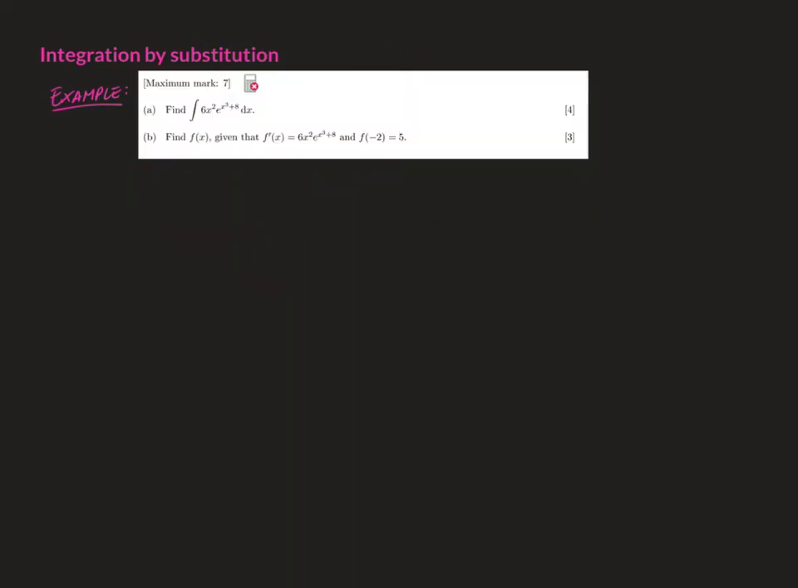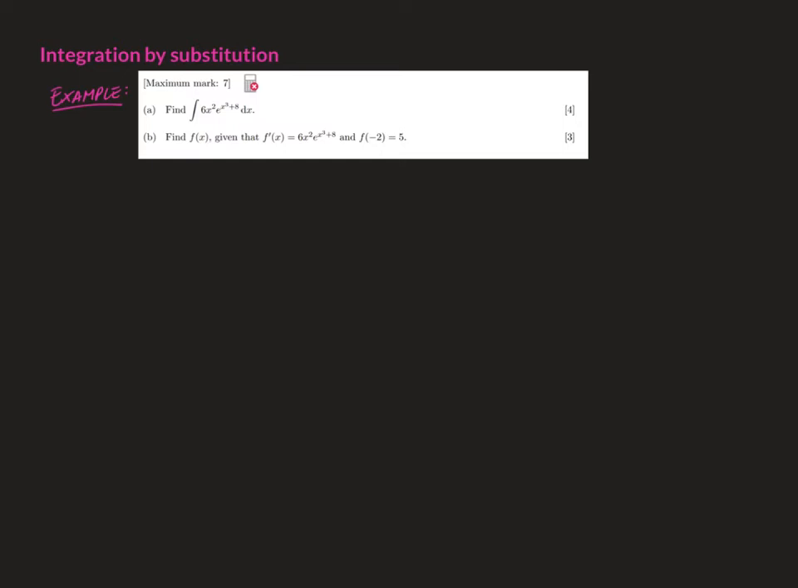Let's do one more example. In this case, we have an exam style question where we have to find the integral of 6x squared times e to the power of x^3 plus 8 with respect to x, and then, using that information, find the value of f of x, given that the derivative of f is given by 6x squared e to the power of x^3 plus 8, and the function f at minus 2 is equal to 5.